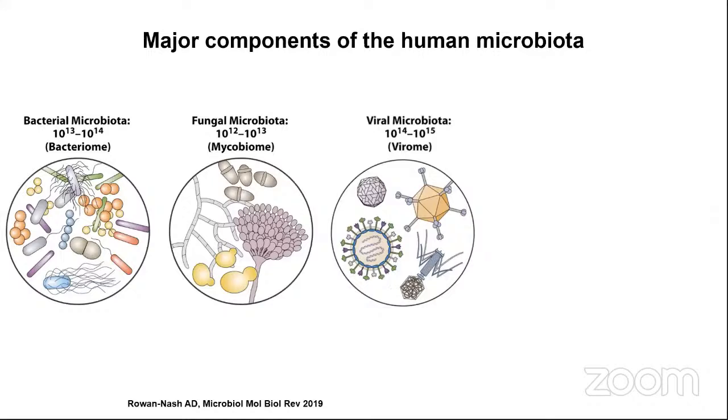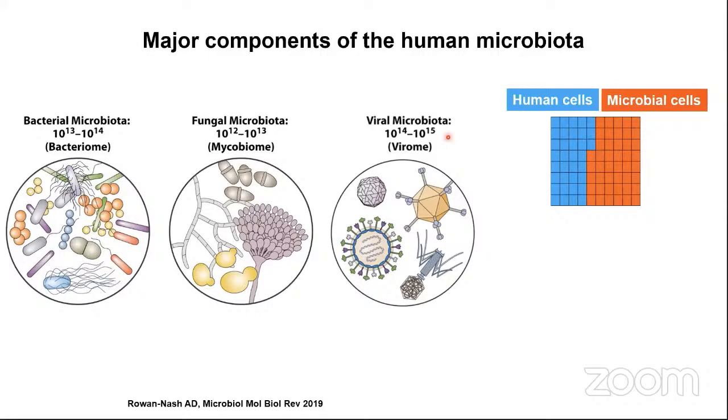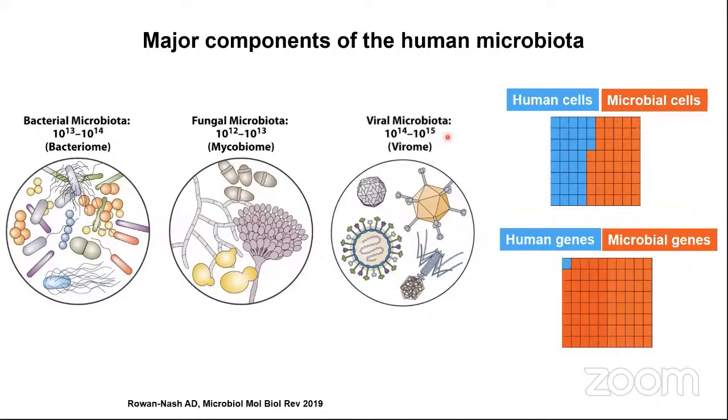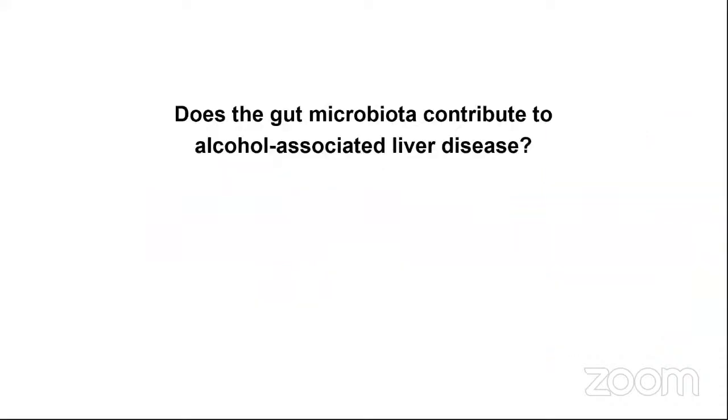The human gut microbiota consists not only of bacteria, but we also have fungi and viruses present. Especially the viral microbiota has the largest number of microbes in the gut. We have about the same number of human cells as we have microbial cells in our body. However, if we look at the gene numbers, the microbial genes outnumber the human genes that are present in our body. So the question is, does the gut microbiota contribute to alcohol-associated liver disease?